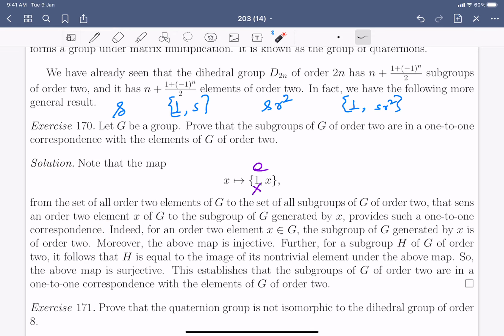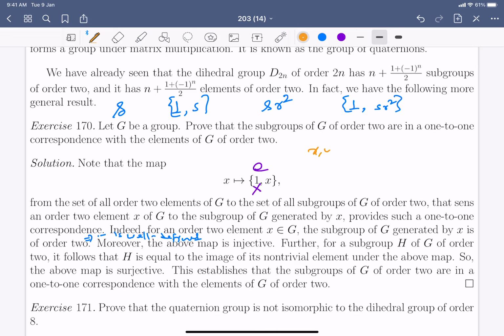I did not specifically write the words "well defined." So this shows that the above map is well defined, and one can immediately say this map is injective. Very roughly speaking, the point is that the x that you start with can be recovered from the subgroup generated by x. How? This x is the unique non-trivial element of the subgroup of G generated by the element x.